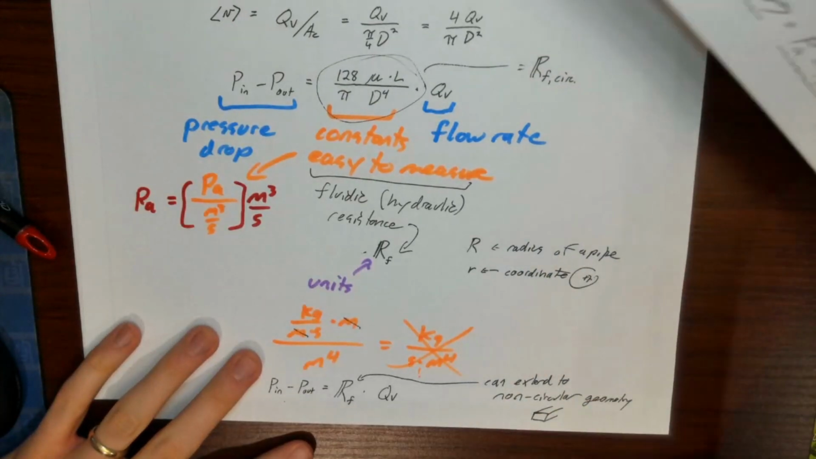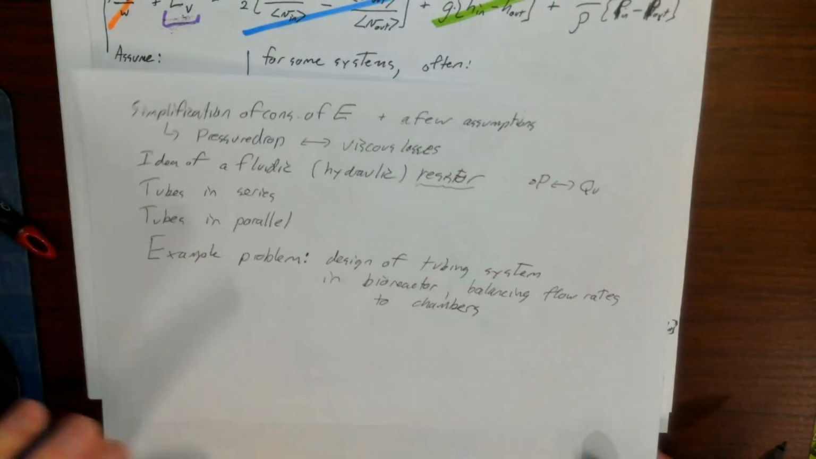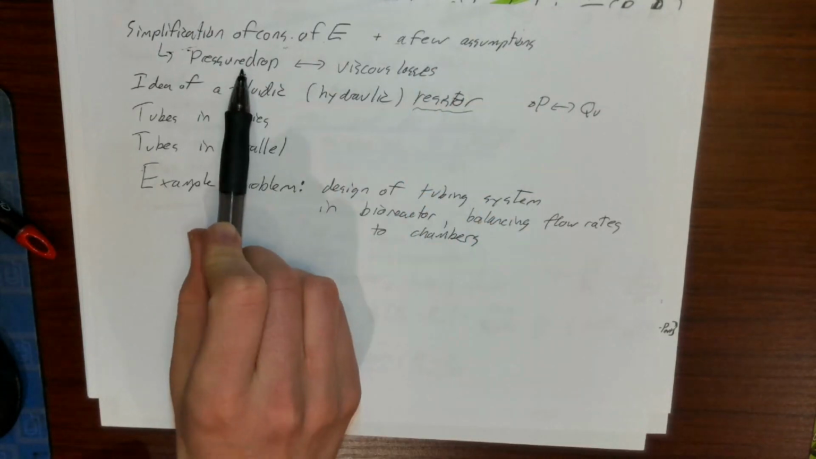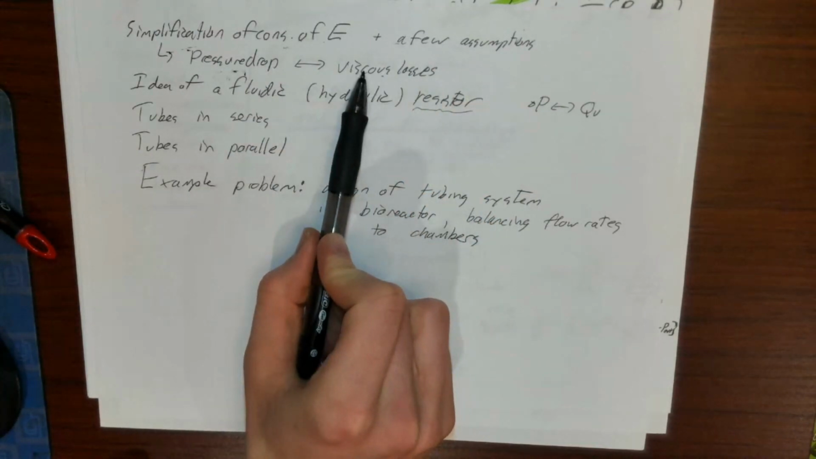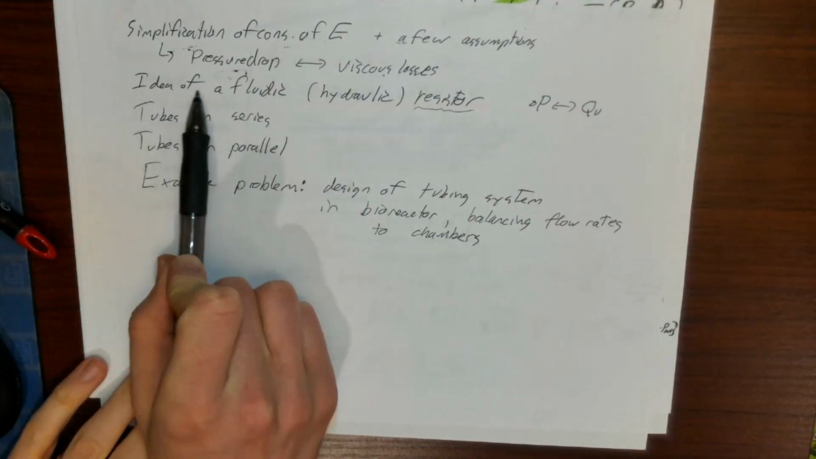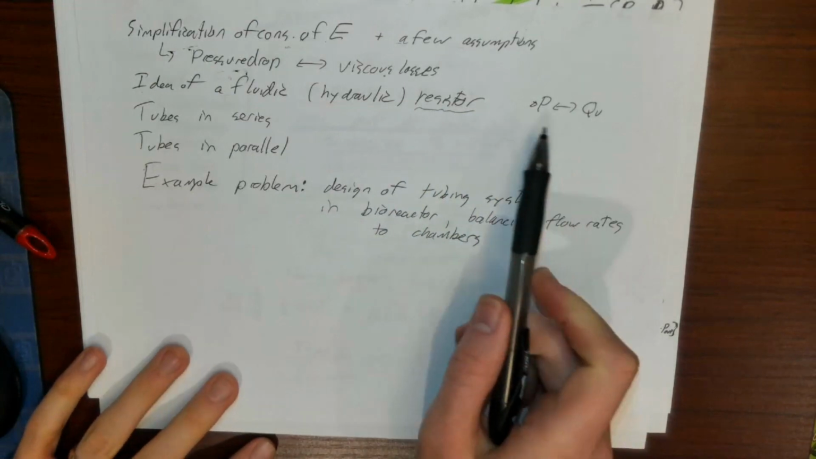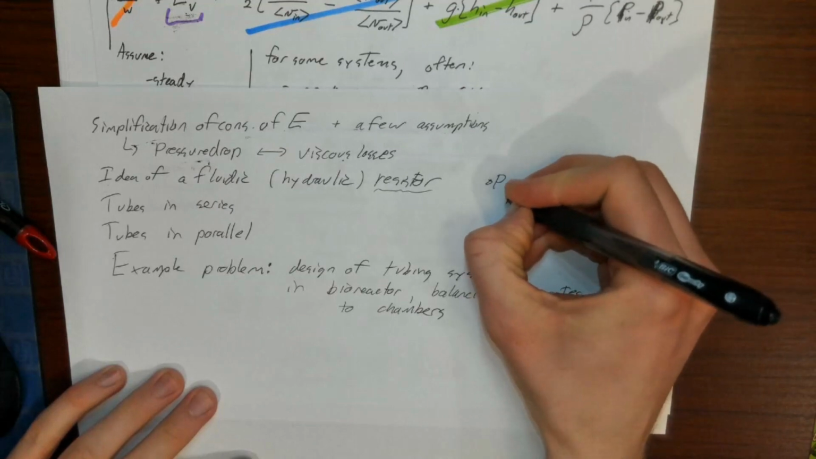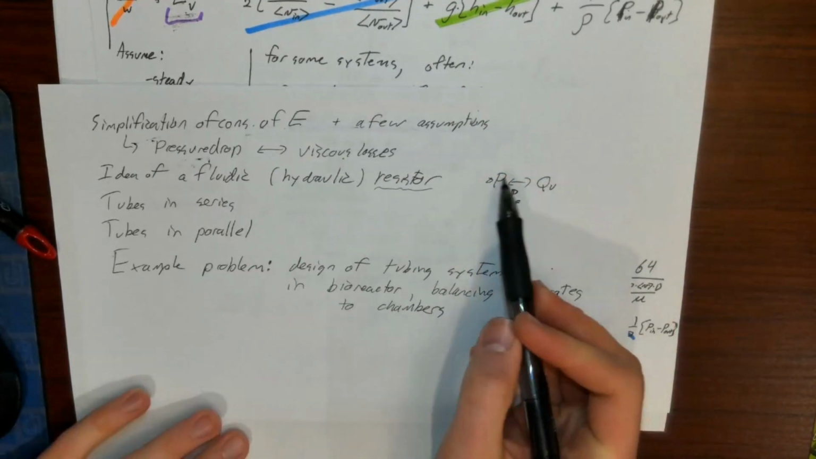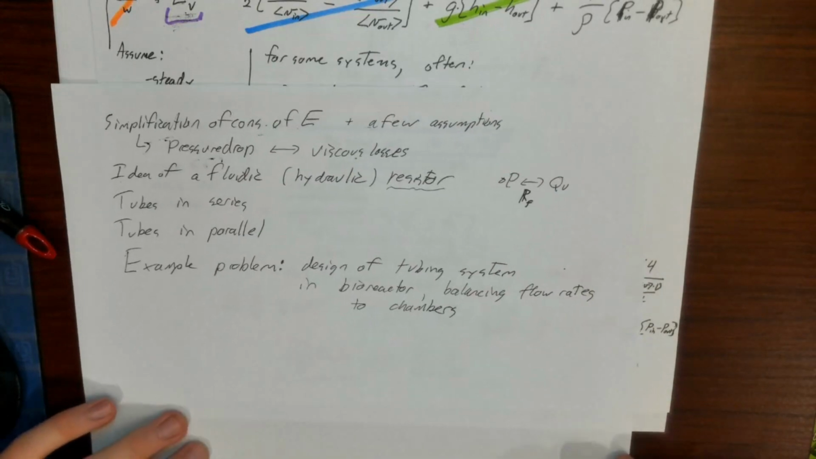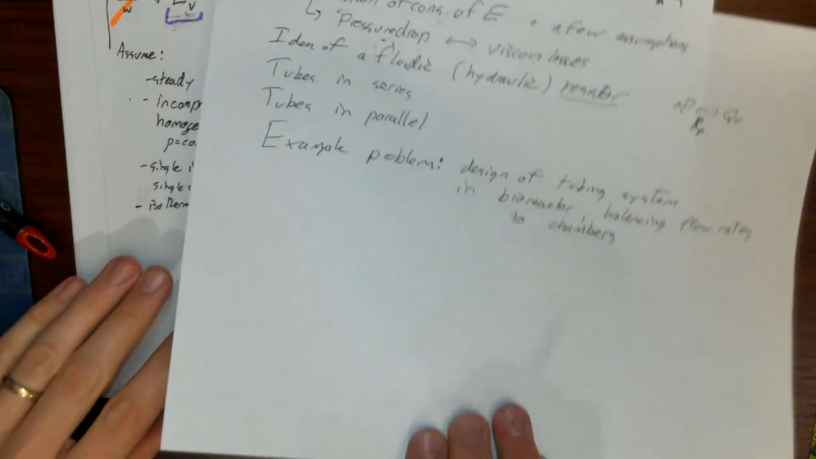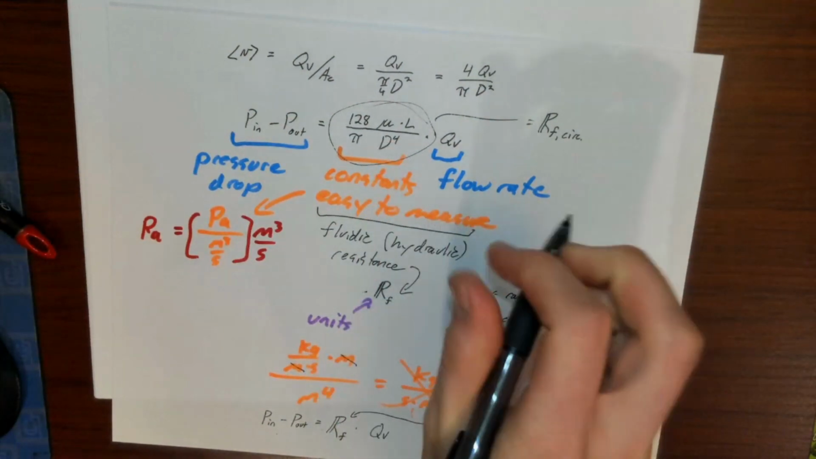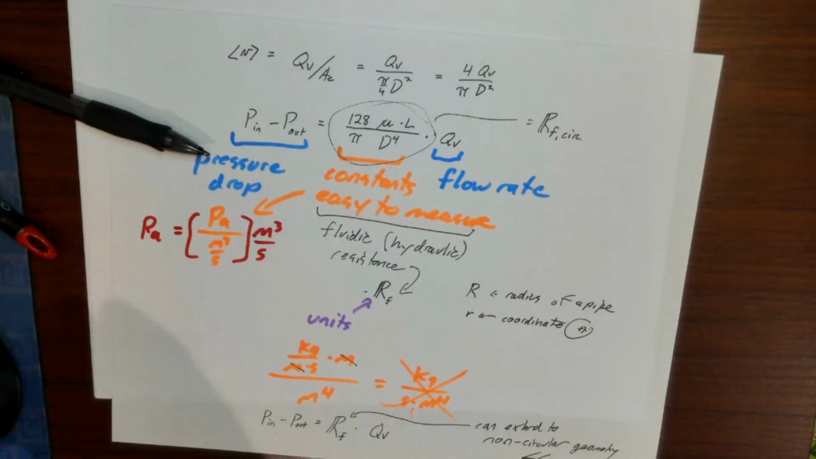So let's go back to our plan for the day. We made a simplification to conservation of energy with a few additional assumptions, and we basically said, hey, pressure drop is basically related to viscous losses. We then brought in the idea of a fluidic or hydraulic resistance, which basically said pressure drop is proportional to flow rate, with this proportionality constant of the fluidic resistance serving as the relationship between the two. It turns out that you can actually derive this whole relationship right here.